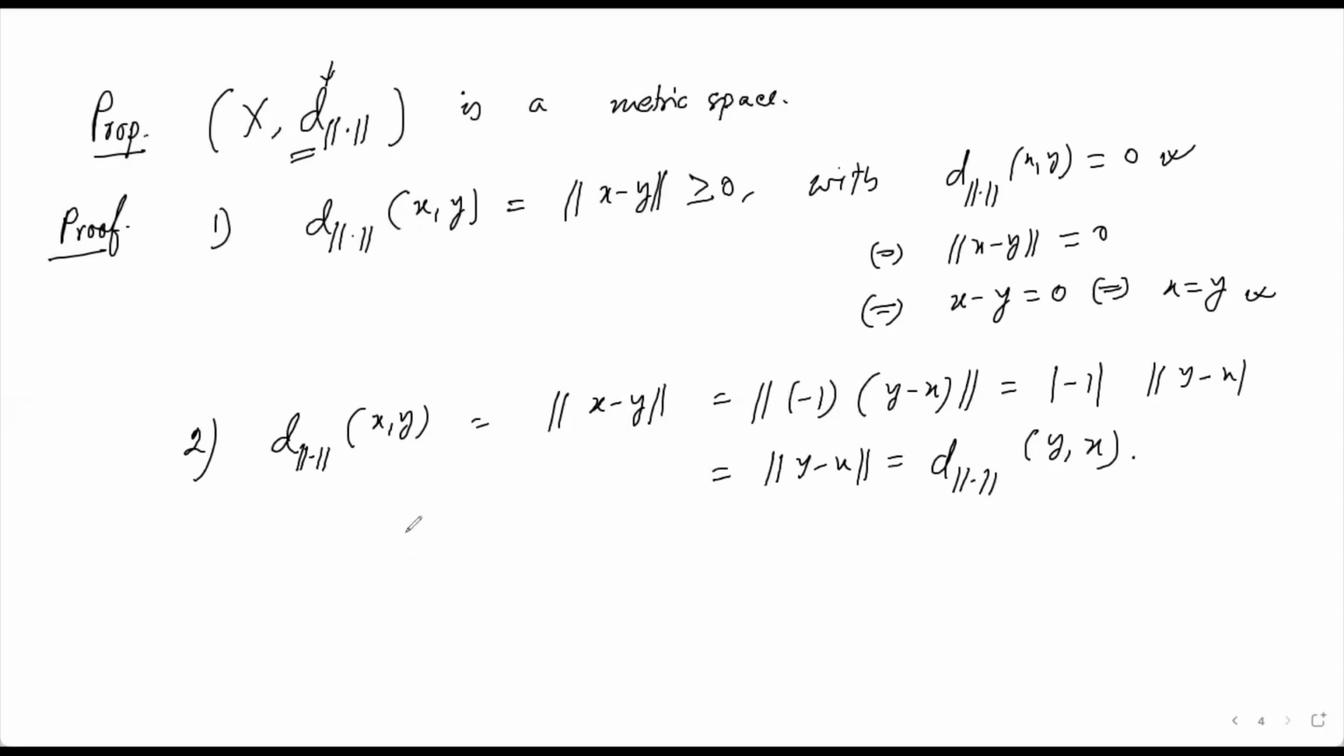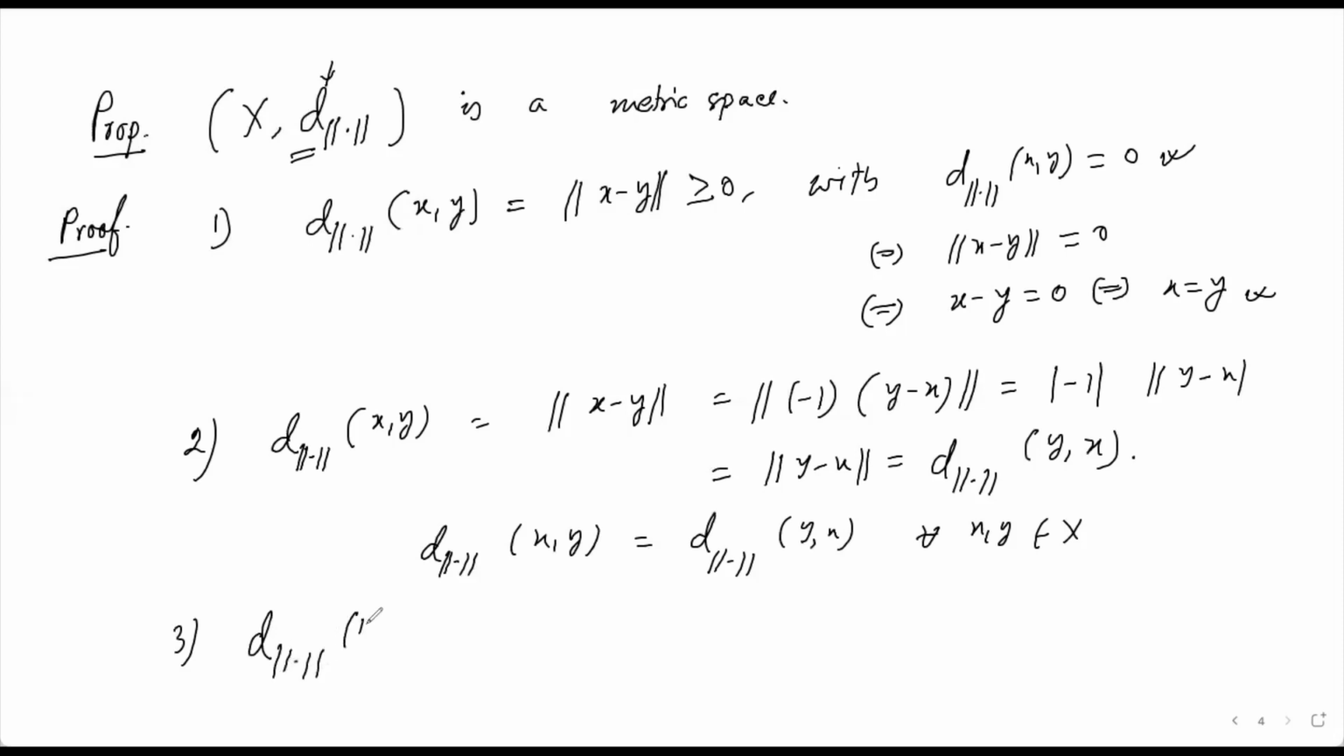Therefore, what we have, d sub norm (x, y) is equal to d sub norm (y, x), and this happens for all x, y belonging to the vector space X. Now we show the triangle inequality.